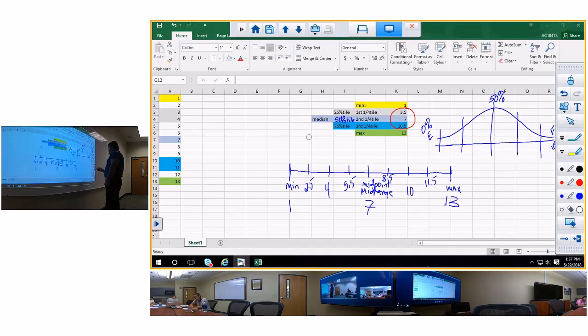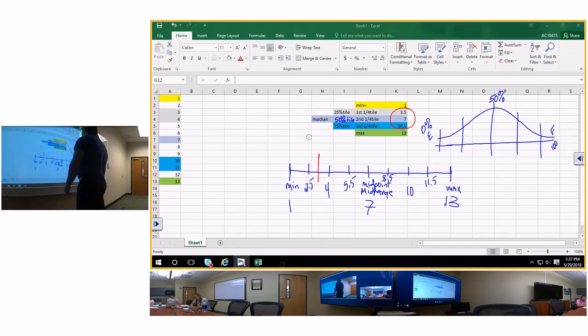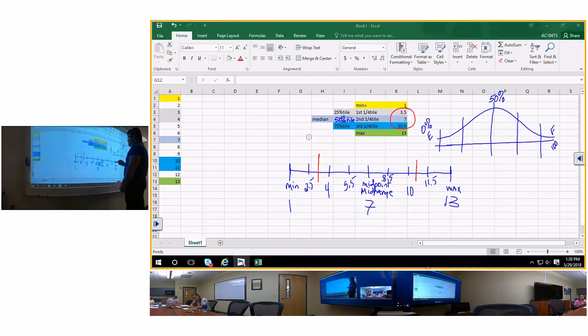Okay, 3.5. I'm going to use red. 3.5 would be somewhere in here. 10.5 would be somewhere in here. And 7, of course, since my data is pretty valid. And that's what we call a box plot.